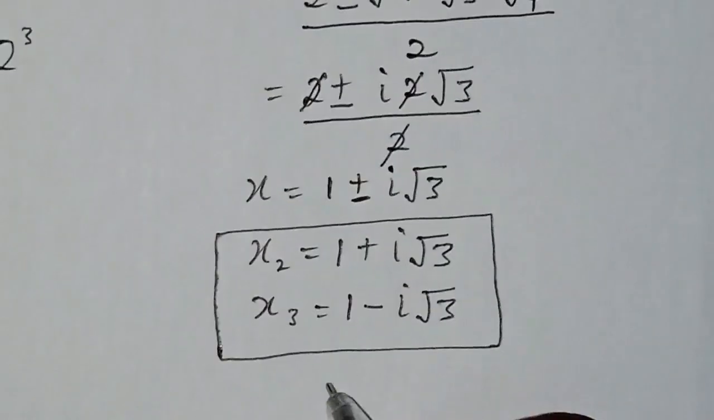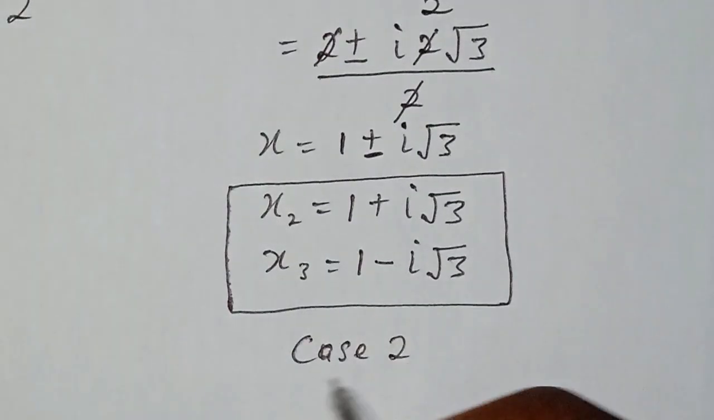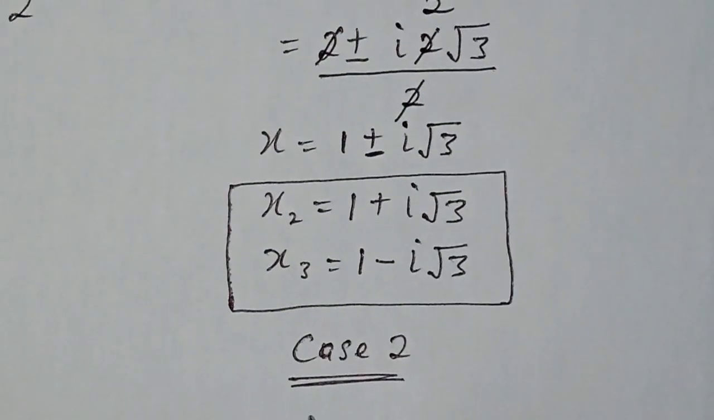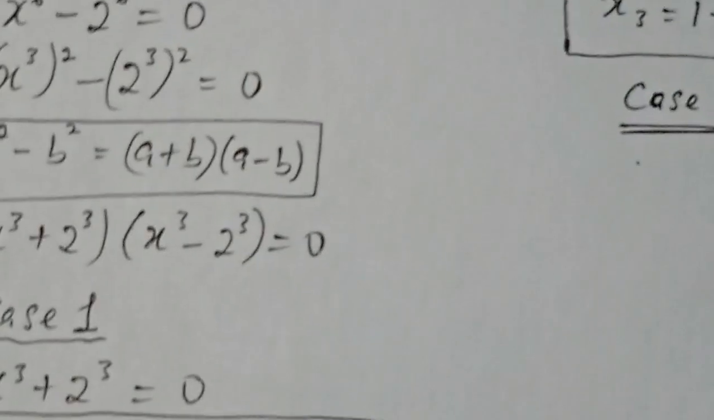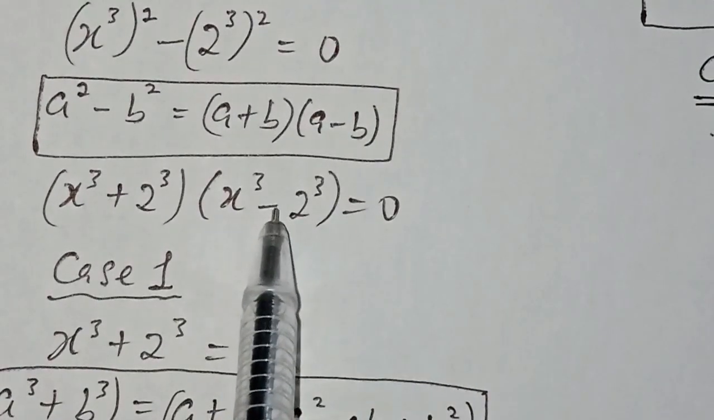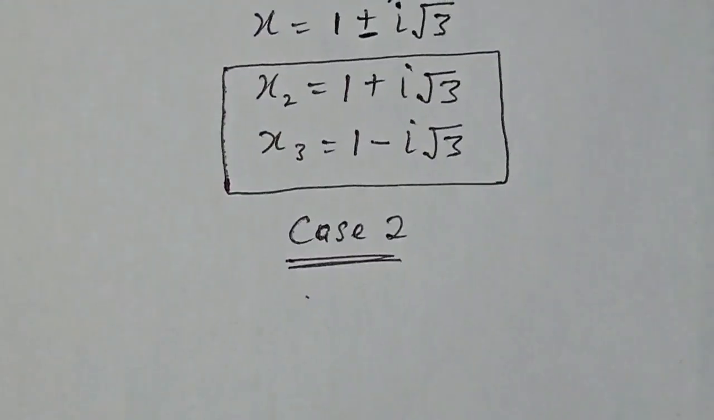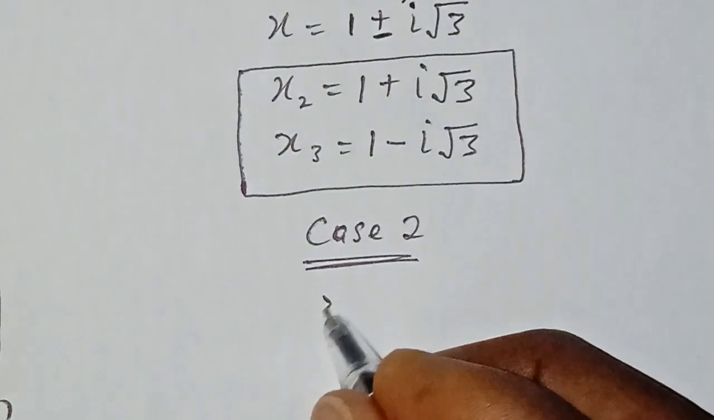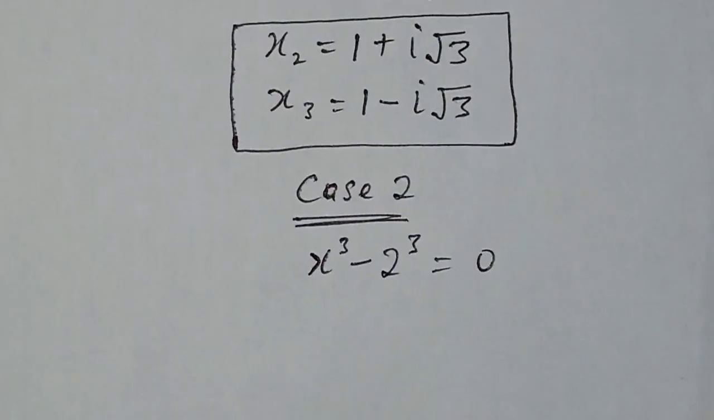So for the next value, we should also treat it as case 2. We have case 2. So we treated this as case 1, and we are going to treat this as case 2 to get the remaining values of x. So we have case 2, which will be x cubed minus 2 cubed equal to 0.